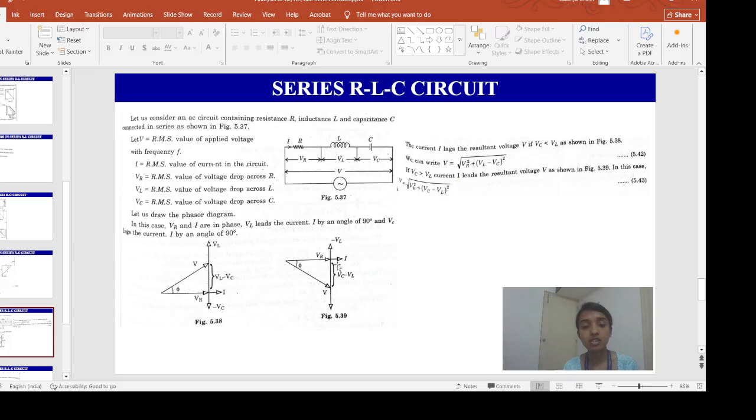So in this case, this will remain fixed. That means the voltage drop across the resistor and this resistive element, voltage and current, they are in phase.